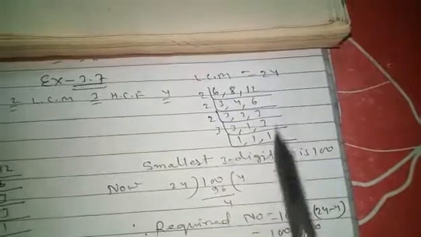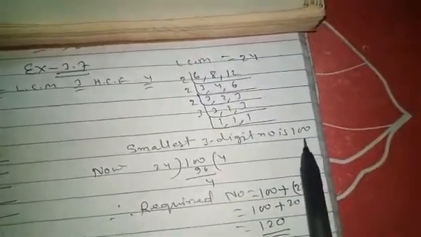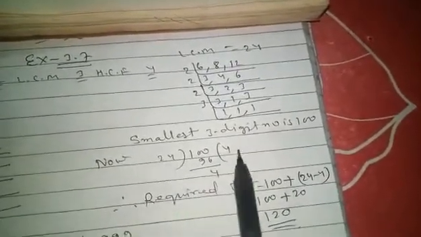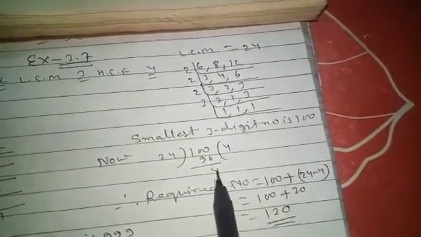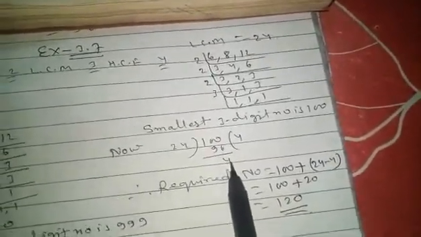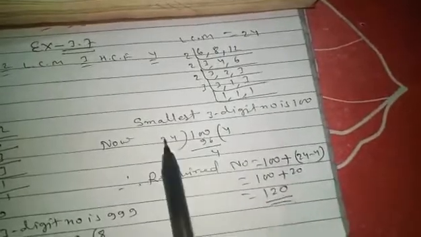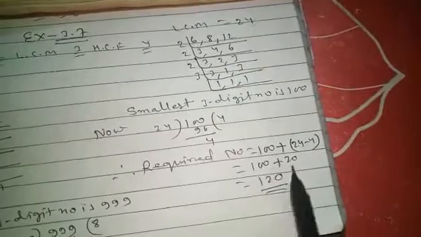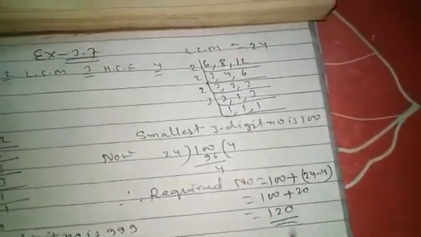the LCM. Now you know that the smallest 3-digit number is 100. So you divide 100 by 24. When we divide 4 times, the remainder is 4. So what we do for finding the smallest 3-digit number? We write here 100 plus the difference between 24 and 4, which is 20. So you add both and the smallest 3-digit number will be 120.